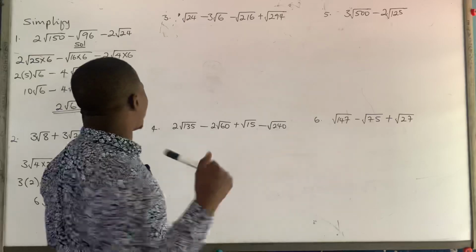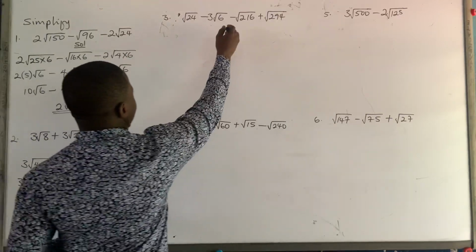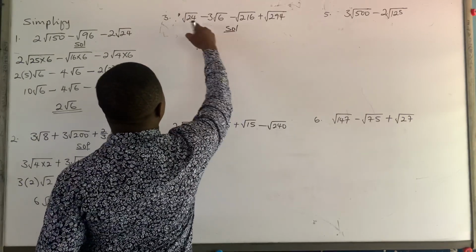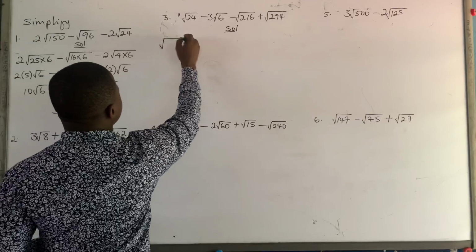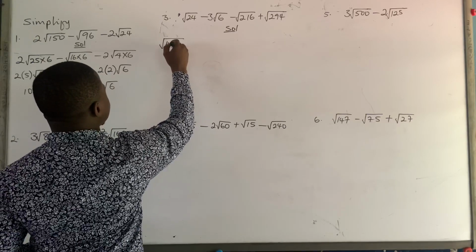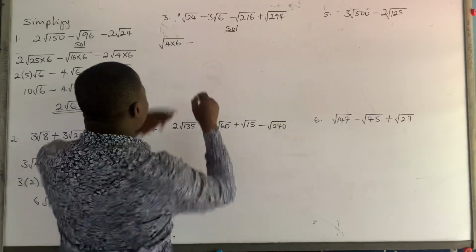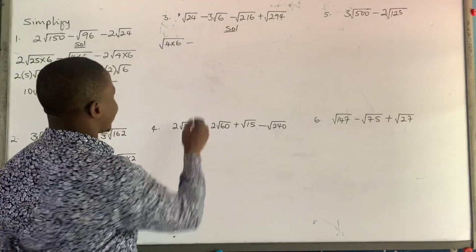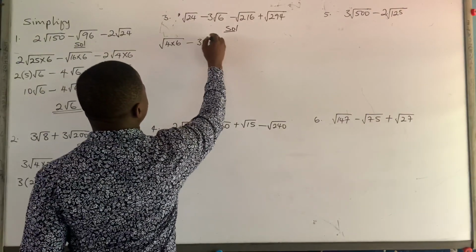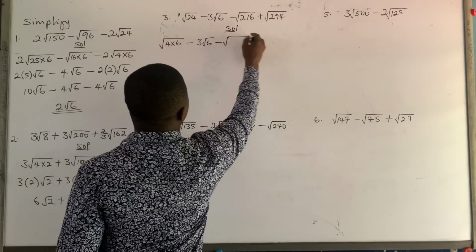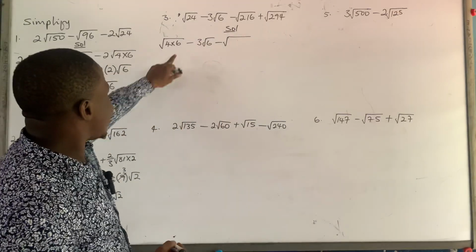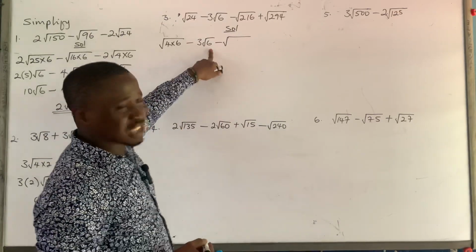So we come to the third problem. The third problem says 24. 24 is 4 times 6. So root 6 cannot be simplified further. So we say 3 root 6. 2, 1, 6. Here is a factor of 6. Here is a factor of 6.